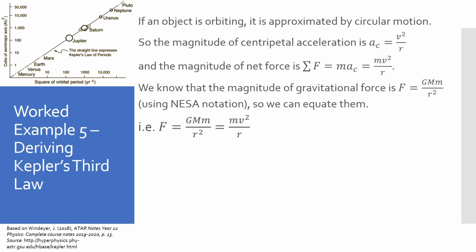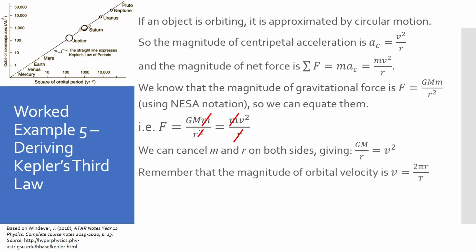So the force due to gravity, big G, big M, little m over r squared, equals the net force to the centre of the circle, mv squared on r. And you'll notice straight away that there's a little m on both sides. We can cancel. There's also an r on both sides at the bottom that we can cancel. So we're left with big G, big M on r equals v squared. And remember that the magnitude of orbital velocity is v equals 2 pi r on T.